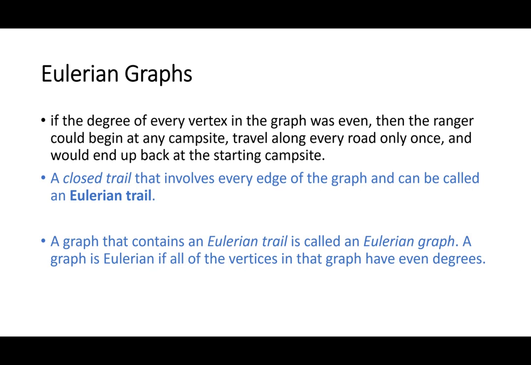So, if the degree of every vertex in the graph was even, then the ranger could begin at any campsite, travel along every road once, and end back at the beginning, so back where they started. A closed trail that involves every edge of the graph can be called an Eulerian trail. A graph that contains an Eulerian trail is an Eulerian graph. A graph is Eulerian by definition if all of the vertices in that graph have even degree.